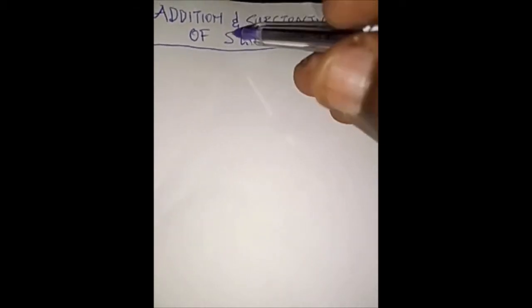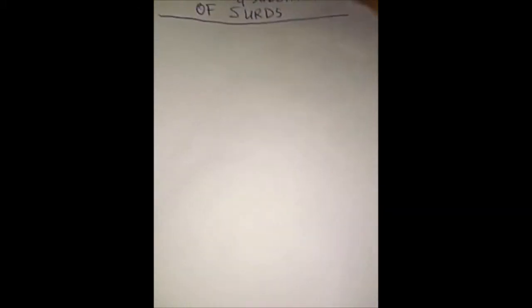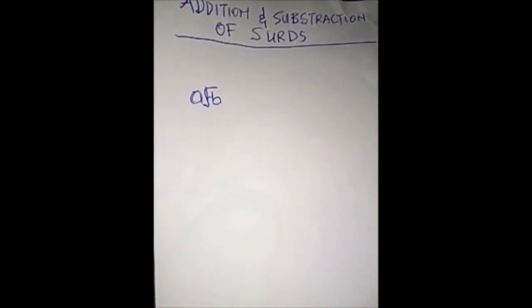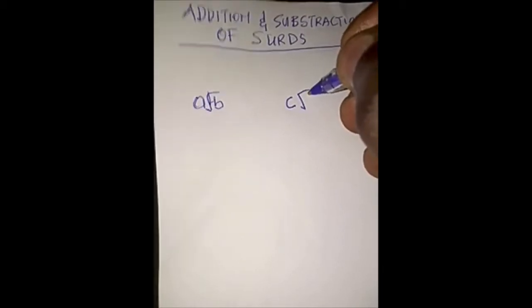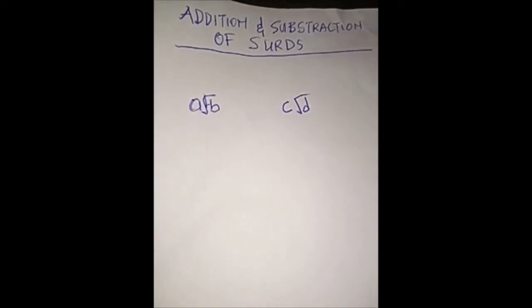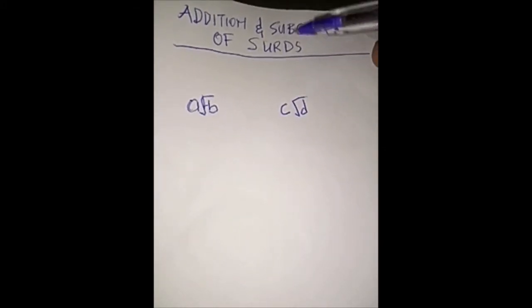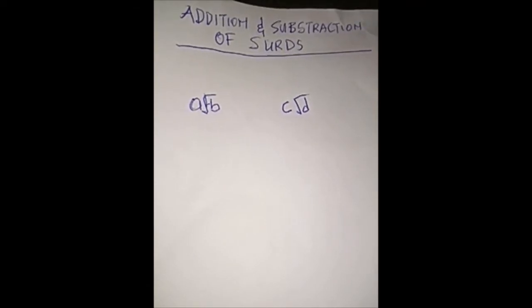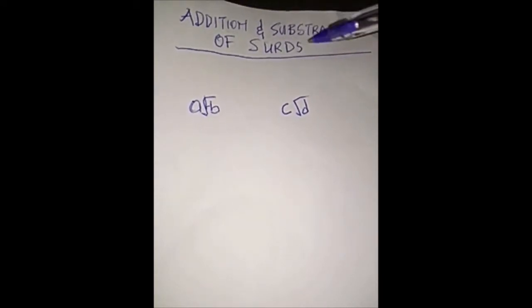Now, a surd, as you already know, is a value that is having something like, let's say, a root of b. If I'm having a root of b and I'm having another surd, let's say, b root of d, then I can do some mathematical operation, whether I can add, subtract, divide, or multiply. Here we are going to tackle addition and subtraction of surds.